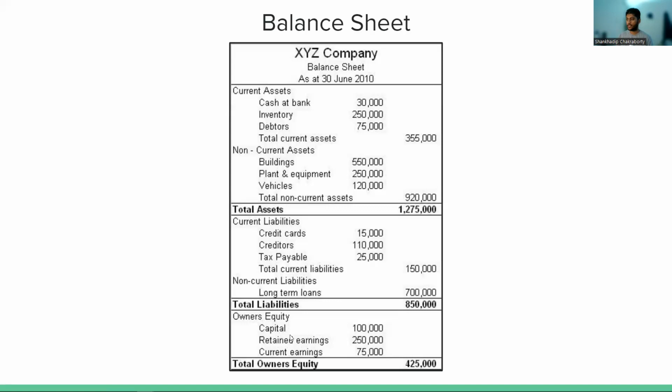Then owner's equity. This is capital, retained earnings, and current earnings. Usually retained earnings is the earnings that you have historically, however long you've been in business. And current earnings is usually retained earnings from the income statement. We're going to be going over this more in depth next week, but current earnings is essentially your net income minus any dividends that you paid out. That just gets added back onto the balance sheet in the form of current earnings here. It gets added onto equity, which in turn increases assets.